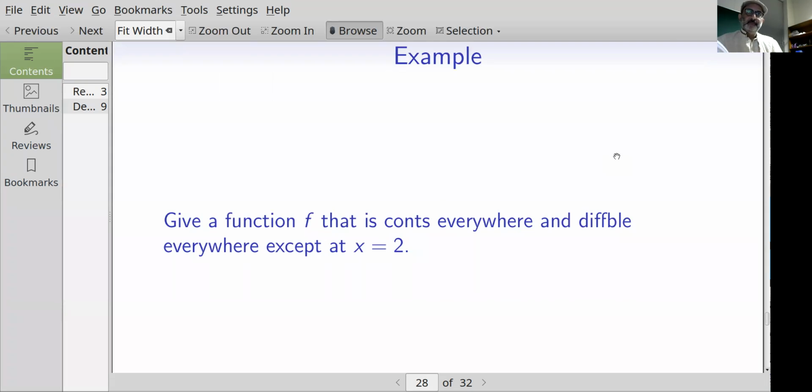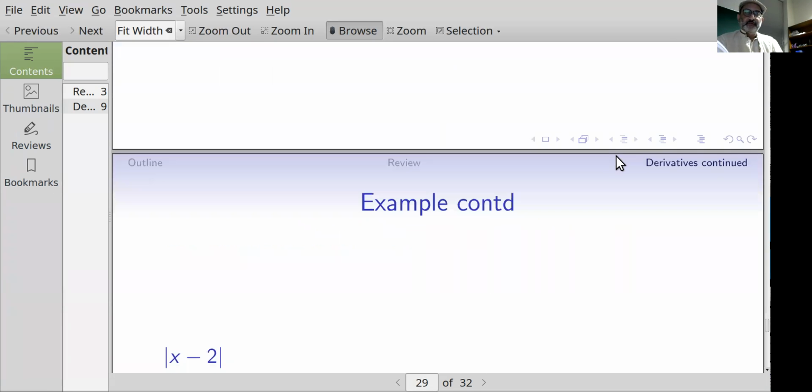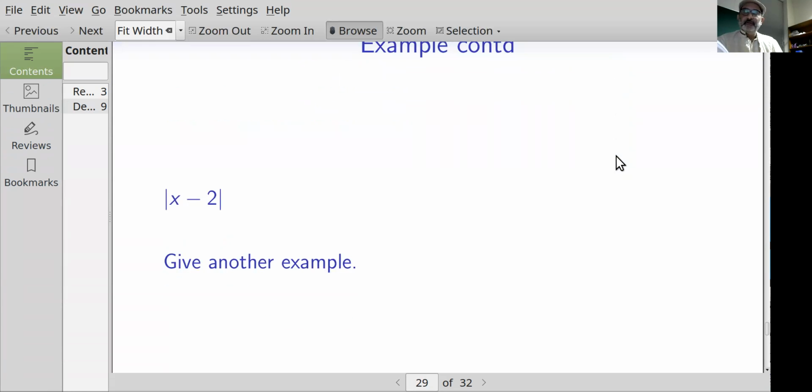So here's a question. Give me an example of a function f that is continuous everywhere and differentiable everywhere except at x equals 2. By that I mean it's continuous everywhere, and it's differentiable everywhere except at x is equal to 2. Okay, so such a function would be the absolute value of x minus 2, or the absolute value of x minus 2 plus 7, for example, would have this property.